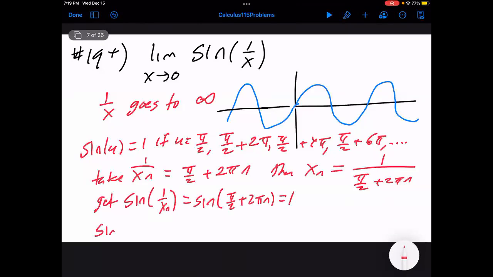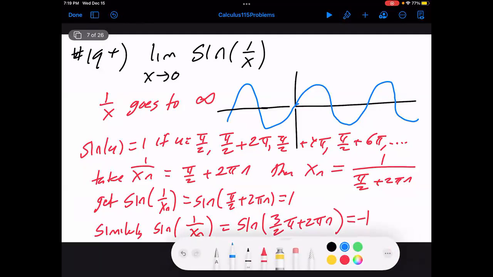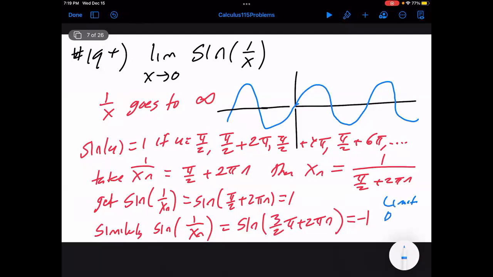And similarly, if I want to get minus 1, what should I look at? 3 pi halves. So it should be the sine of 3 pi halves. So I would want 3 halves pi plus 2 pi n equals minus 1. So we see that here the limit does not exist.